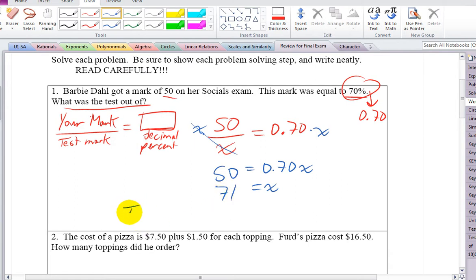So the test was 71 marks. Now, your sentence I wouldn't test you on, but we'll ask you what's the equation used to solve this question. And you're going to have 4 really good ones. So you do have to know how to make your equations, folks.